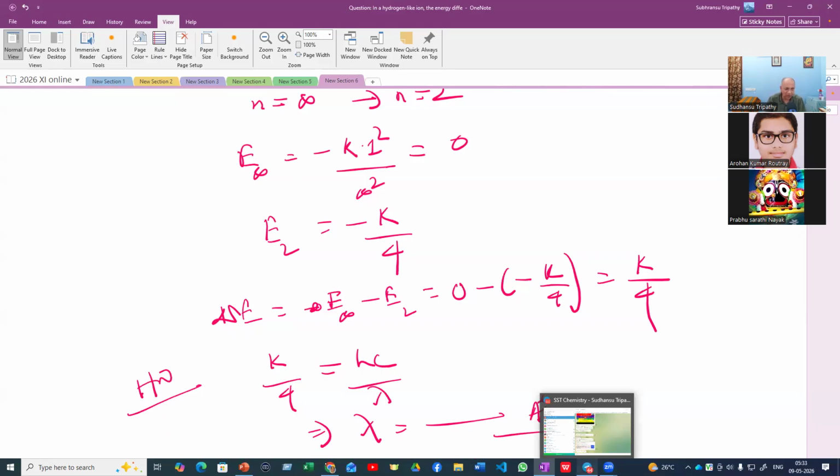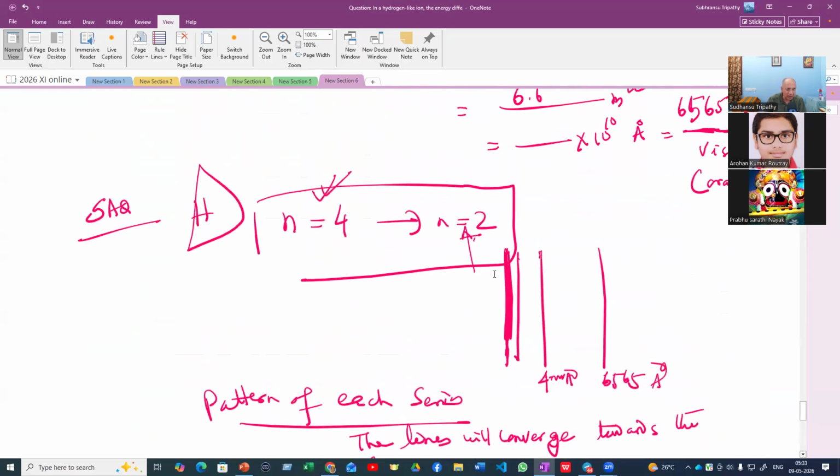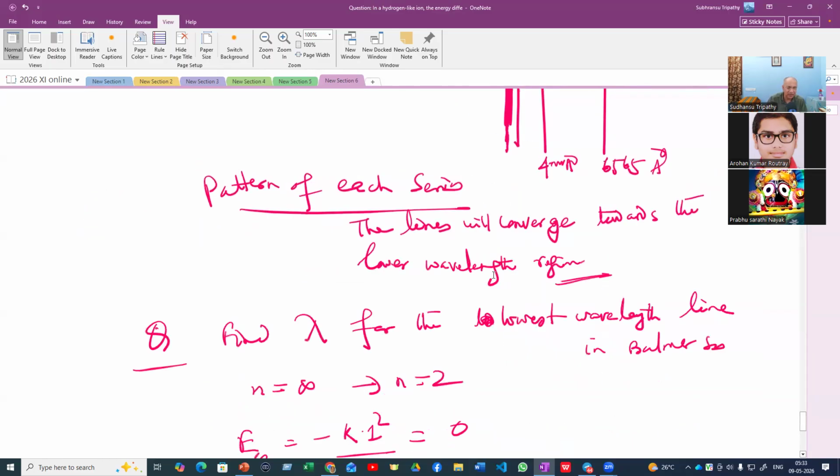It is the lowest wavelength. The highest wavelength line is the first line. The lowest wavelength line is when you take higher n is equal to infinity. N2 as infinity, N1 is 2. Whenever you are dealing with the Balmer series, the lower shell is 2. If it is 1, then it is Lyman series.